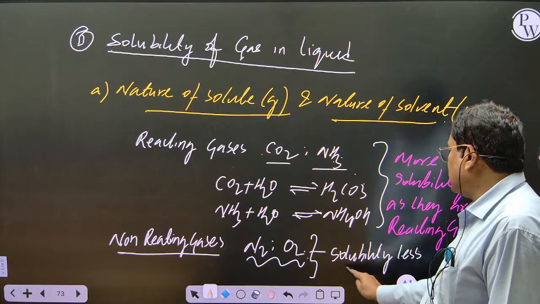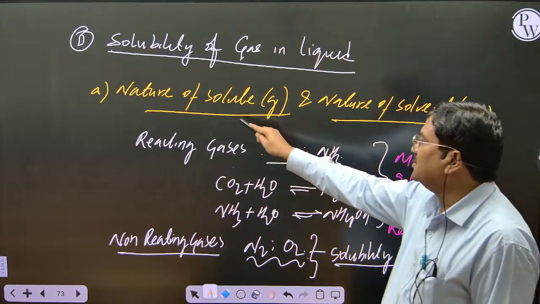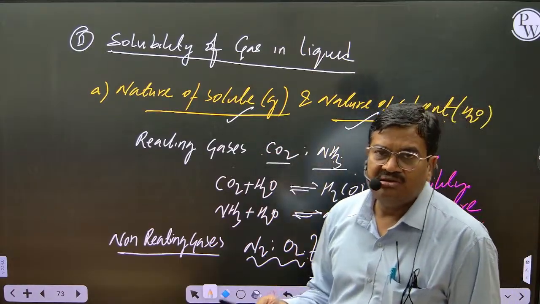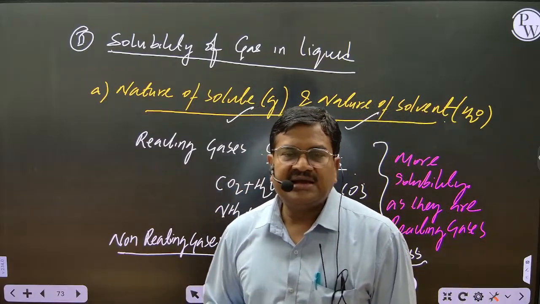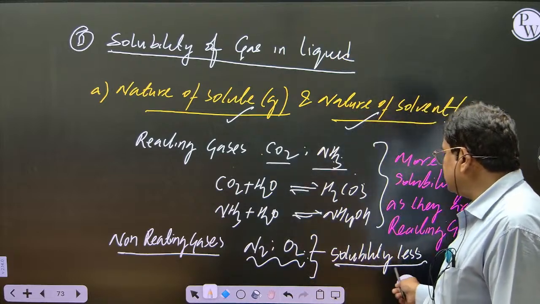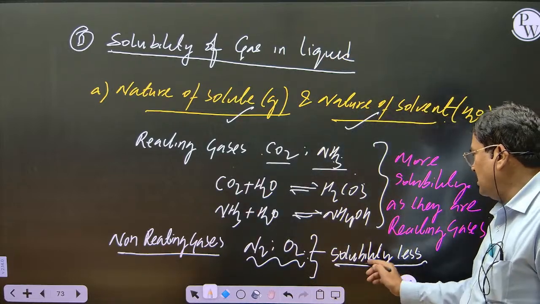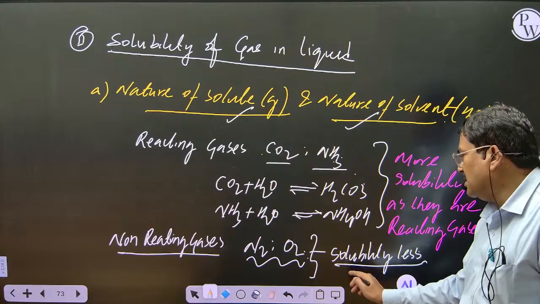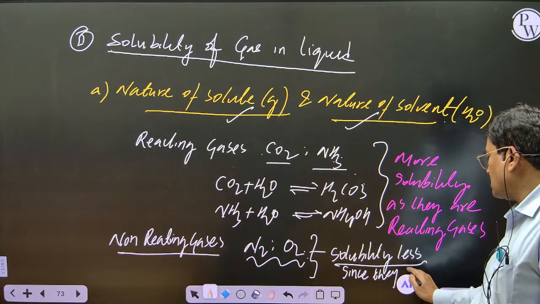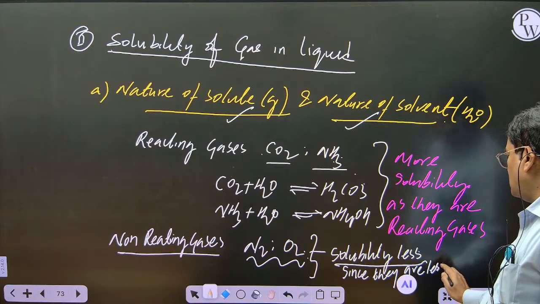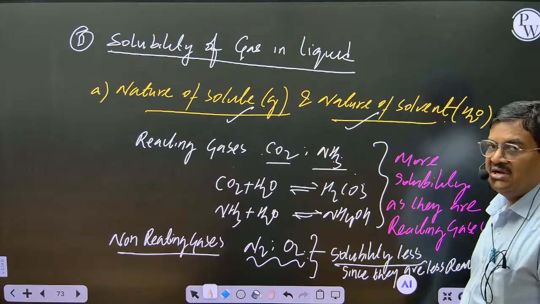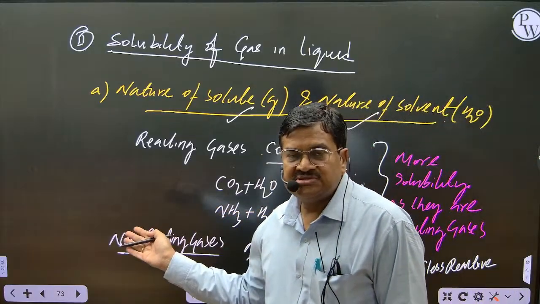Hence, we can say that it depends on the nature of solute and nature of solvent. That means reacting gases will have more solubility, whereas non-reacting gases like helium, nitrogen, oxygen, their solubility will be less. Why? Because they are less reactive gases. Understood, students? So is it depending on the nature of the gas solute or not?